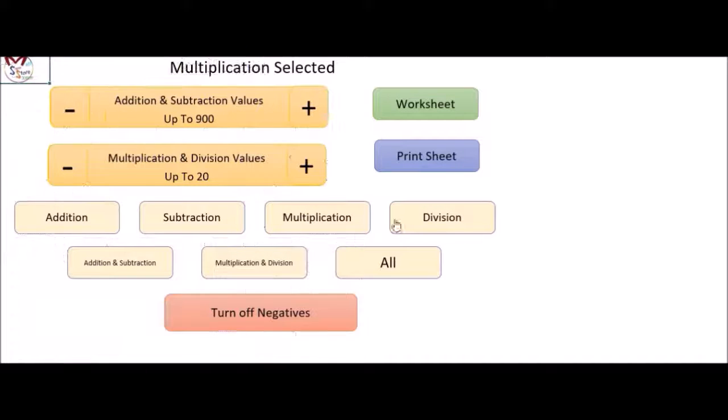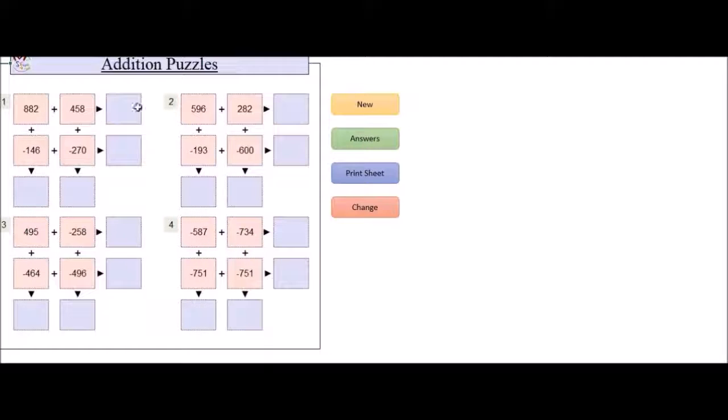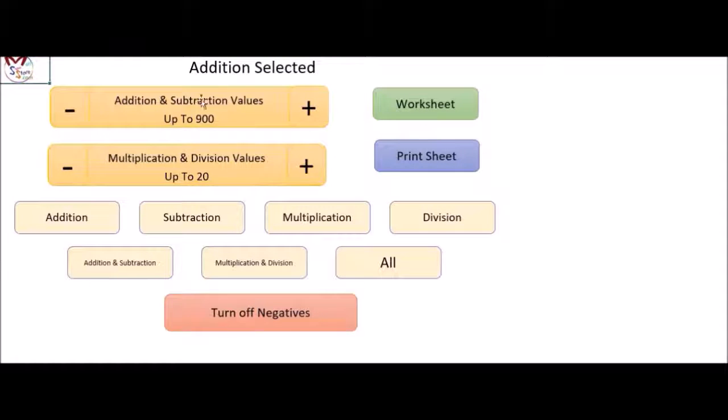We can change, on the main menu, to addition puzzles and go back to the worksheet, and we can see them. Here are the addition puzzles. Notice the title changes. If we go to change again, here addition and subtracting values, we can go from 10 all the way up to 1,000. So we can easily differentiate our worksheets.